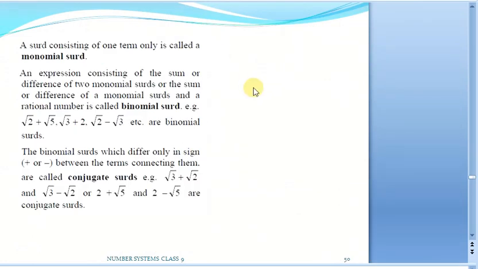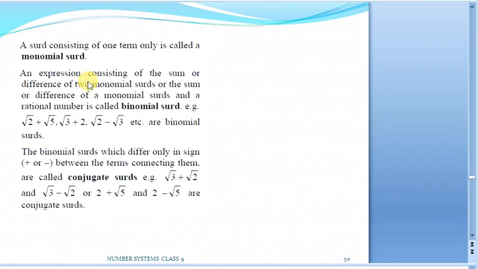So depending upon the terms in the given surd, how can we name them? We have already seen one way of naming them depending upon the order, that means depending upon the radicand. But let us see how we can classify and name them depending upon the number of terms in the given surd.